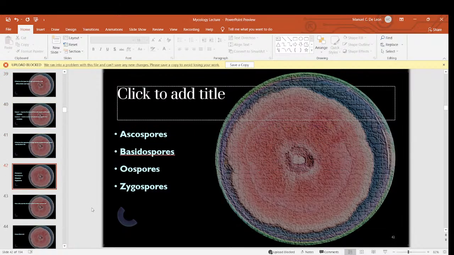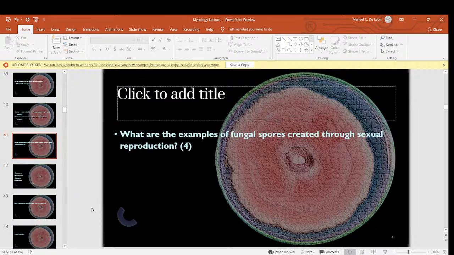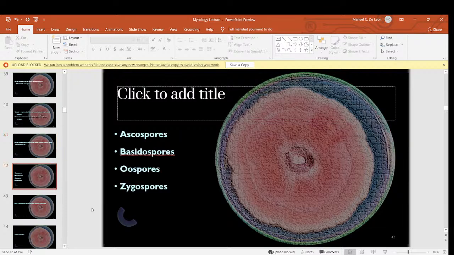So the spores that are produced by sexual reproduction include the ascospores, basidiospores, oospores and zygospores. And by the way, guys, if you're not familiar with these terminologies, I will give you a shortcut in remembering them. Ascospores are produced by members of the ascomycetes, and these spores grow in asci. Basidiospores are produced by members of the Basidiomycetes.